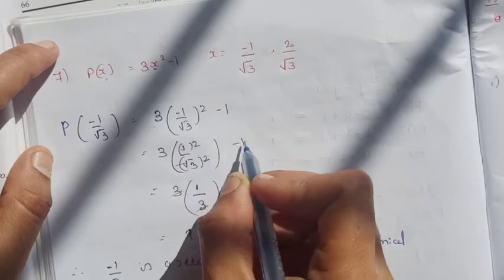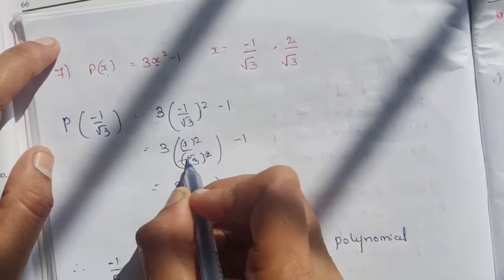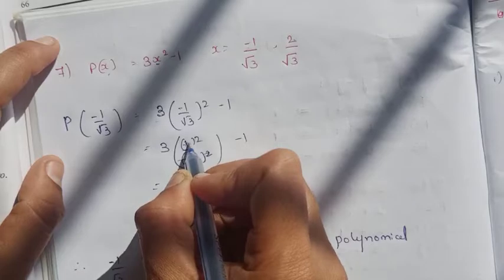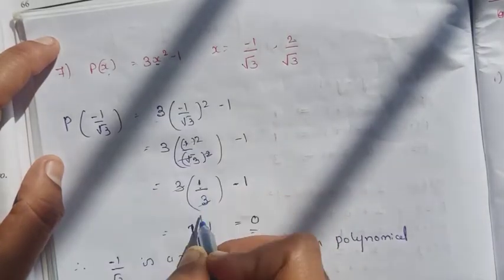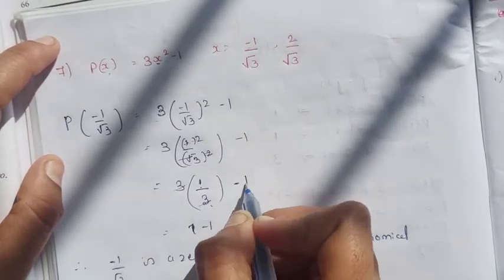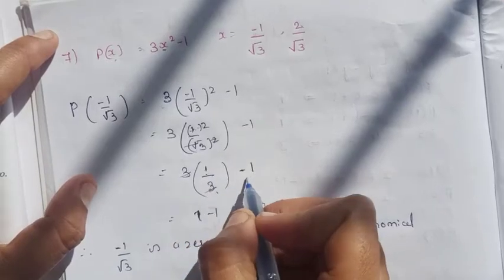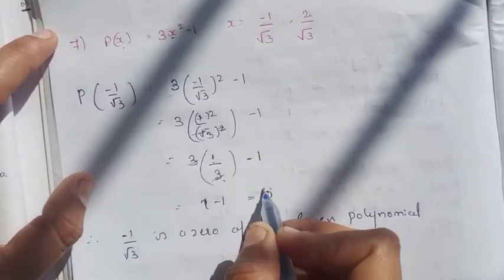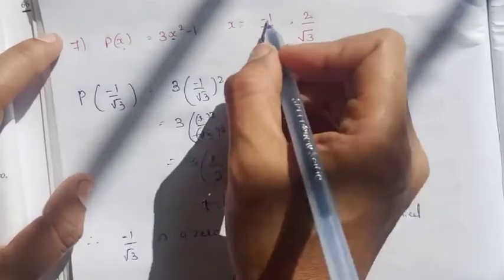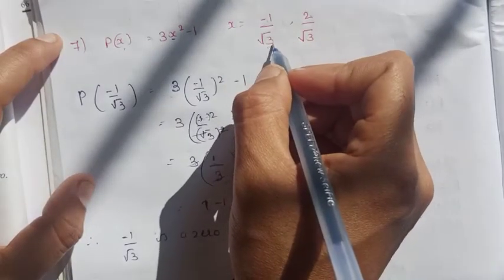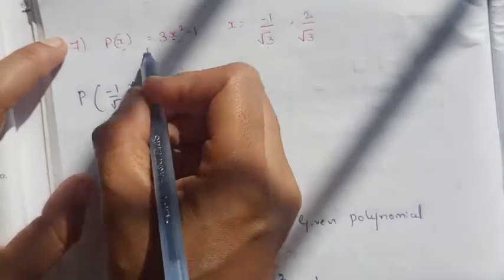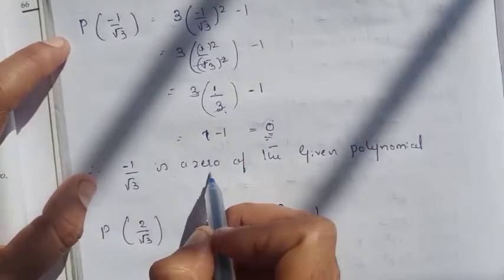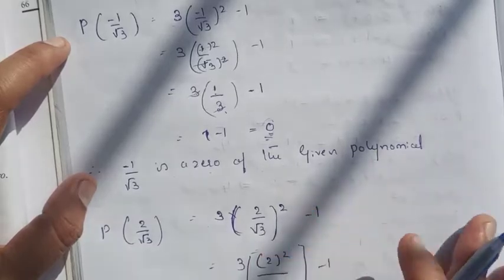1 by root 3 minus 1. Here root and root cancel. 1 minus 1 whole square is nothing but 1. So 3 of 1 by 3 minus 1 is equal to 1 minus 1 equal to 0. We got the solution 0. So minus 1 by root 3 is a zero of the given polynomial.